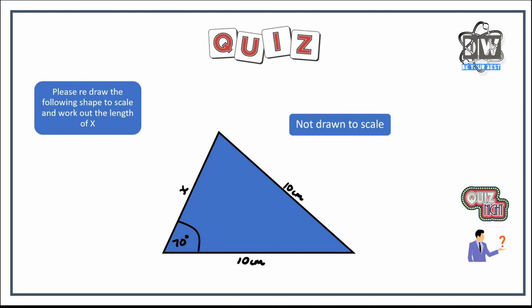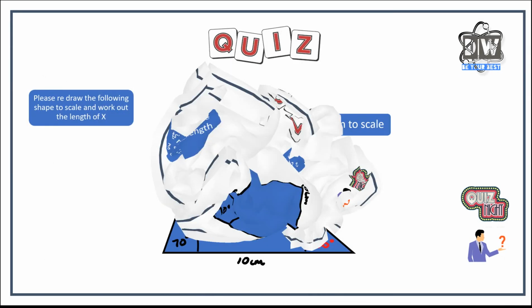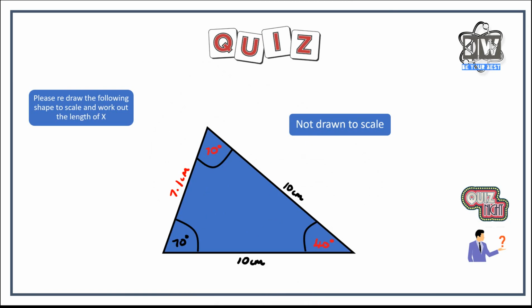Okay, so hopefully you've done that now. Let's have a look at the answer and let's talk about how we did it. So the first thing we did was we drew our baseline here. The second thing we would have done was measured our 70 degrees here. The third thing was, and we would have had a line that goes all the way up like this.